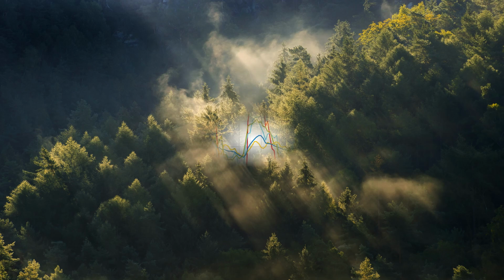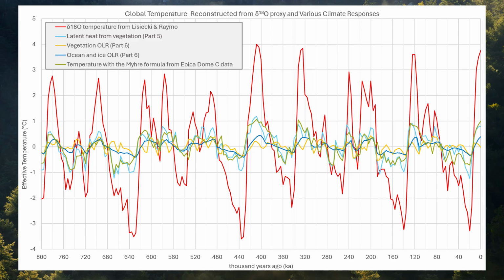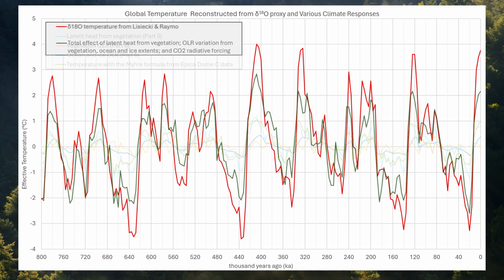In Part 5, we energetically quantified from observational evidence how latent heat associated with vegetation influences Earth's energy balance. In Part 6, we reconstructed changes in outgoing long-wave radiation based on the extent of different biomes, oceans, and ice sheets. Finally, we have the well-established radiative effect of carbon dioxide. Individually, none of these factors appears sufficient to explain the full magnitude of long-term climate variability over the past 800,000 years. However, when their combined effects are considered together, a much closer agreement with reconstructed temperature variations begins to emerge.